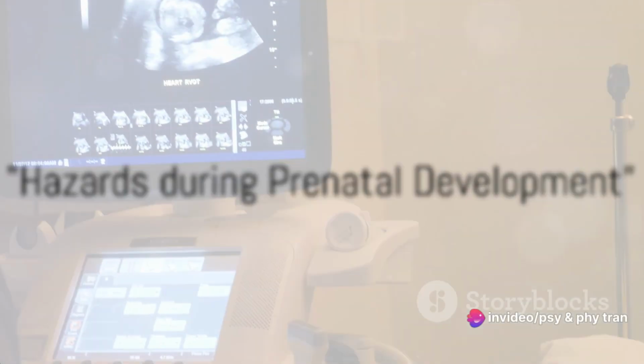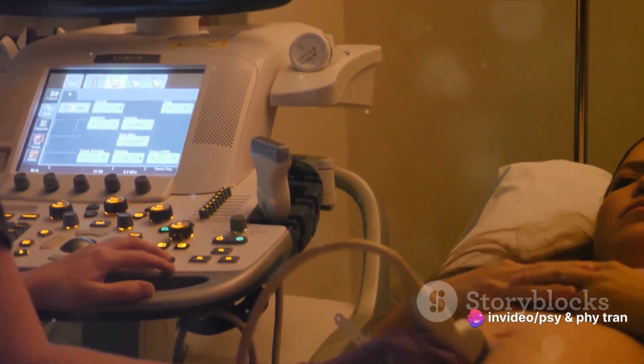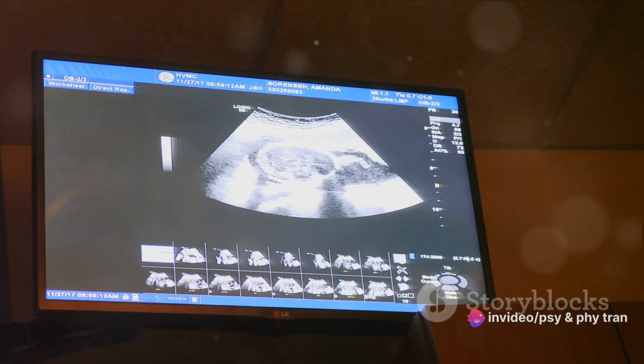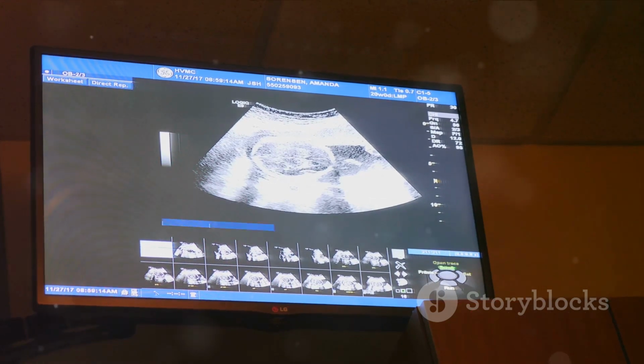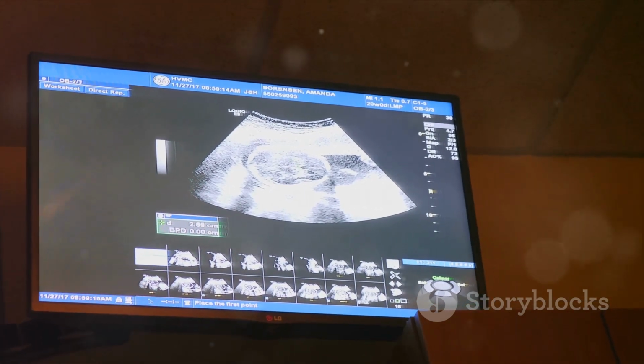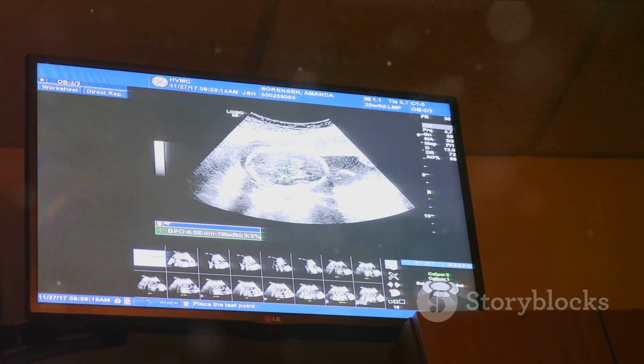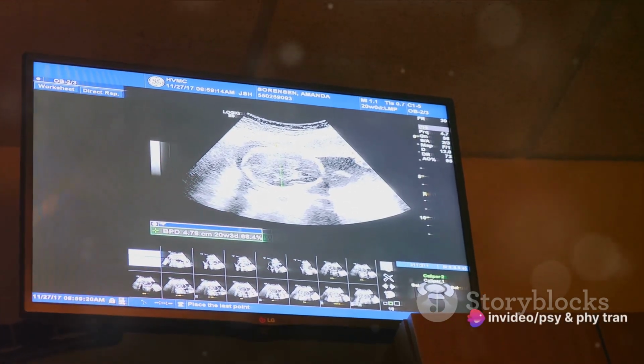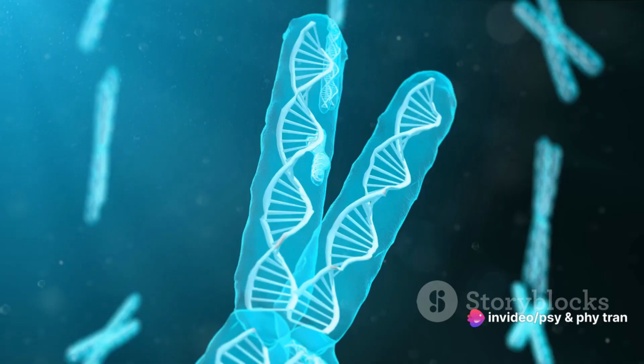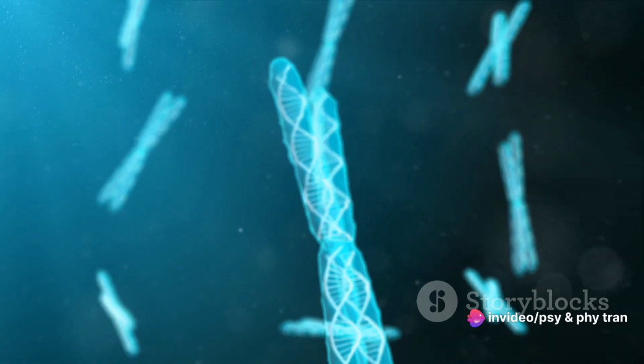And yet, this journey is not without its hazards. Let's delve into the potential threats that can affect prenatal development. There's a wide spectrum of risks, and these can be broadly categorized into genetic problems, maternal health, lifestyle factors, and environmental toxins. Genetic problems are the first area of concern.